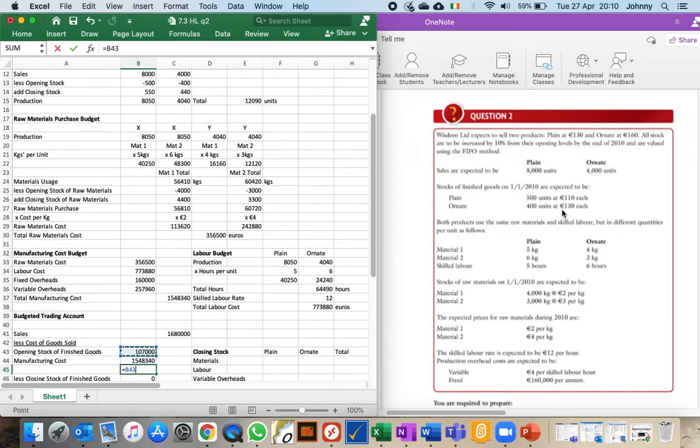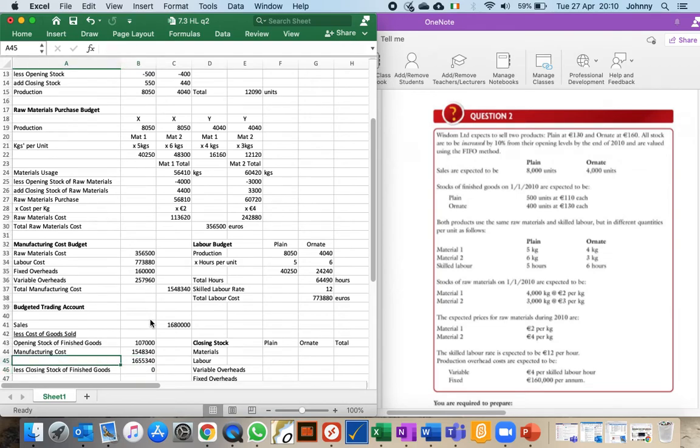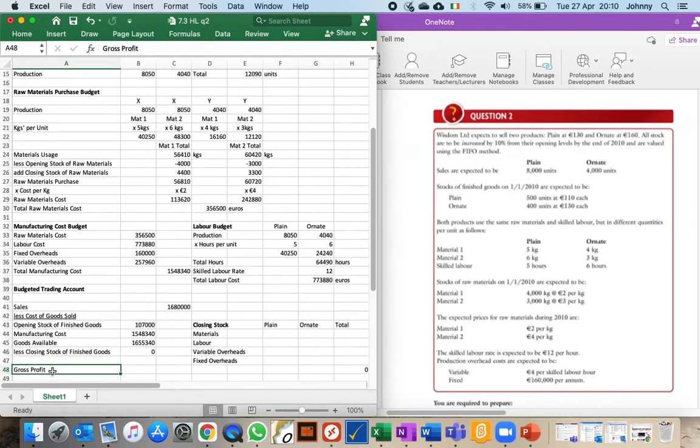As normal, I add my opening stock and what would normally be purchases, but now it's manufacturing, and that gives me my goods available. That's the goods available that we could have sold. I need to take away the closing stock of finished goods, and that will help me get my gross profit. Okay, so I need to look at how do I calculate my closing stock to put this in.